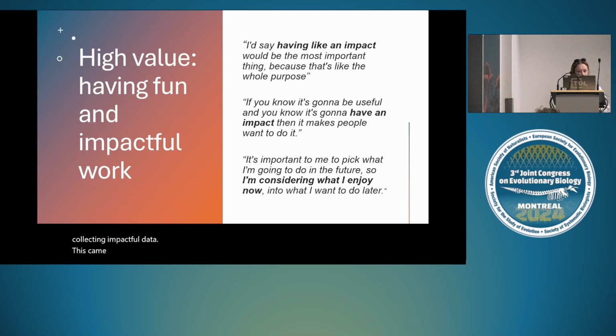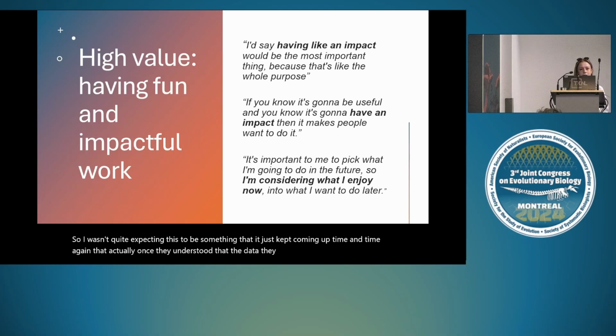This came up consistently. If you can't read that, it says, I'd say having an impact would be the most important thing, because that's like the whole purpose. And if you know it's going to be useful and you know it's going to have an impact, then it makes people want to do it. I wasn't quite expecting this, it just kept coming up time and time again, that actually once they understood that the data they were collecting was for my PhD, they seemed to then realize, like, oh, actually this is really important, this would make me want to do more of it. What I'm doing is not just a trivial thing, it's for an actual purpose.